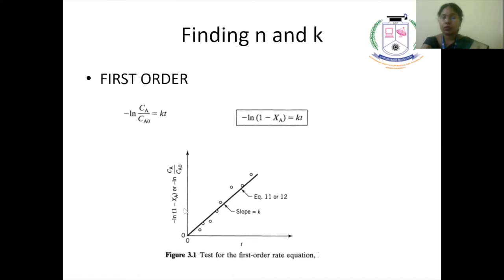a graph. So in terms of concentration, it becomes minus ln of CA by CA naught against time. It will give a straight line passing through the origin and the slope will be k. In terms of conversion, it becomes minus ln of 1 minus XA against time. It will also give a straight line passing through the origin with the slope k.